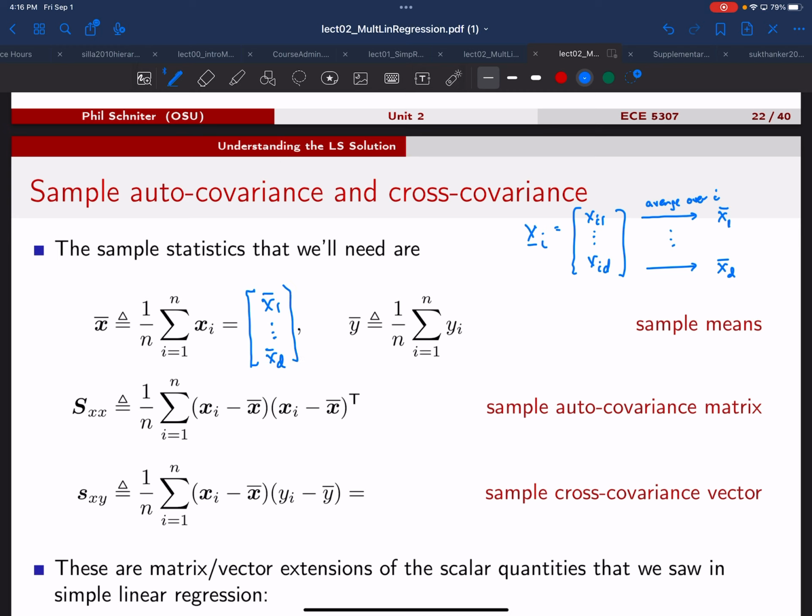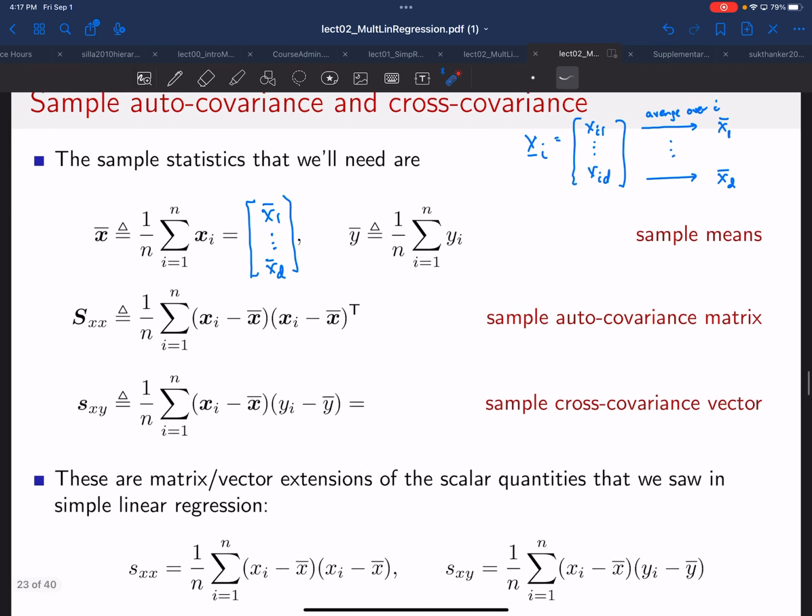We have this sample mean vector. If you look inside it, at the components, those are exactly the scalar sample means that we talked about in the last unit. And we can do the same thing with our targets. Our targets are still scalar, so the Y bar is exactly what we saw in the last unit. Now, moving on to the variance.